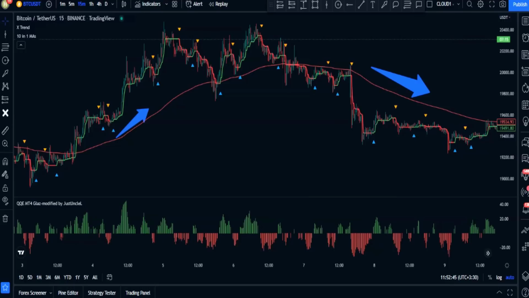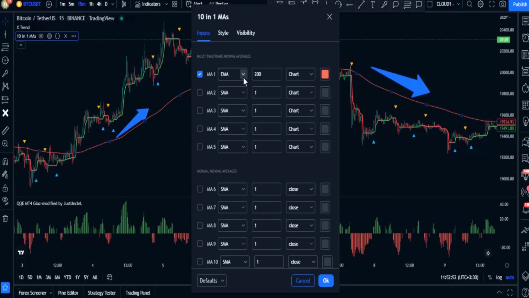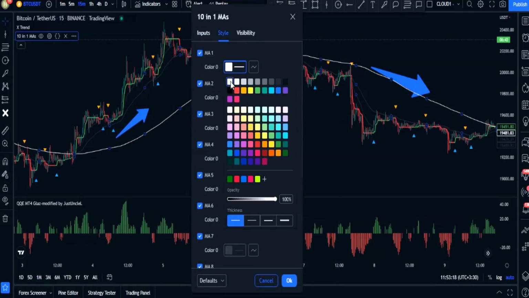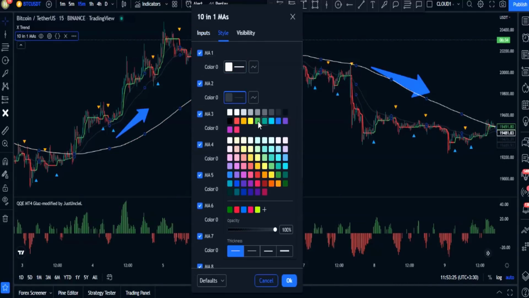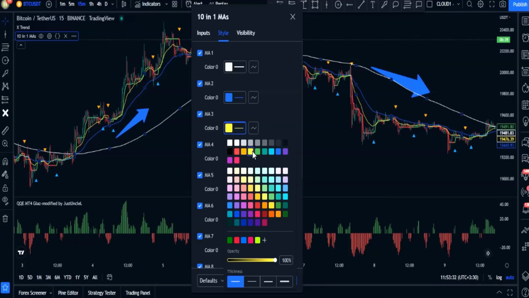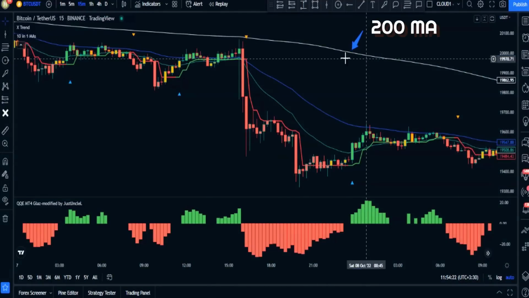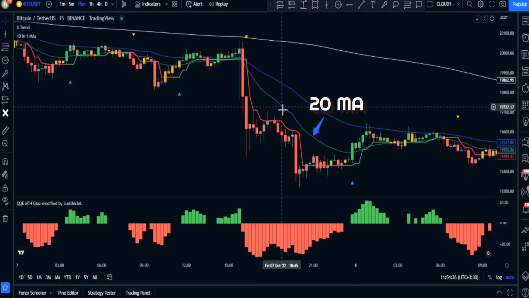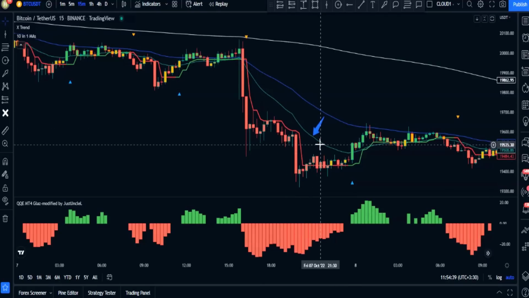But we need to change the settings of this indicator. So in the indicator section, change the MA1 to SMA and its length to 200, and enable MA2 and change the type to EMA and the period to 50, and then enable the MA3 and change its type to EMA and the period to 20. Then in the style tab you can change the color of these three moving averages. This is the 200 moving average, and this one is the 50 period moving average, and this one is the 20 period moving average. So these are our three moving averages on the chart.